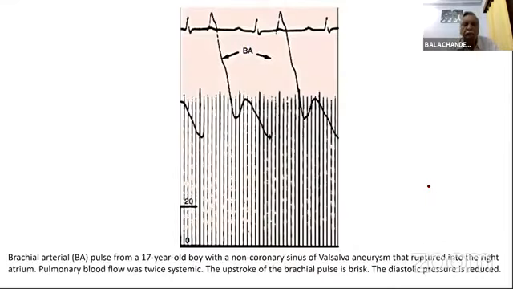Next slide. This is the pulse waveform, which shows the rapid rise of the brachial artery. Next slide.